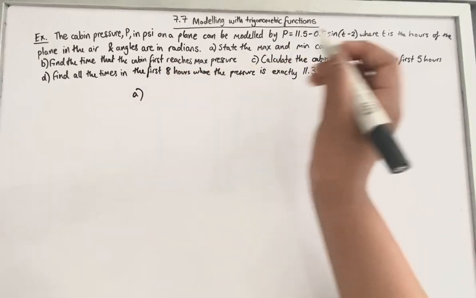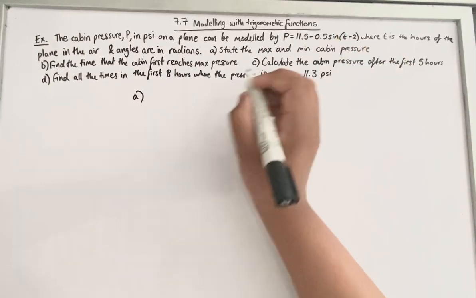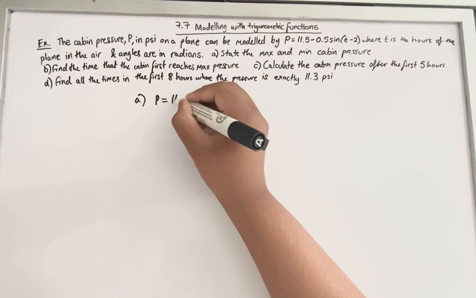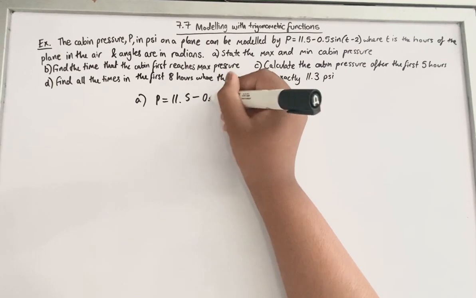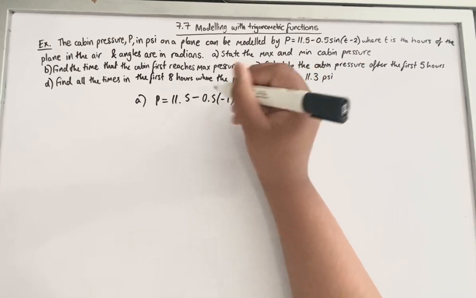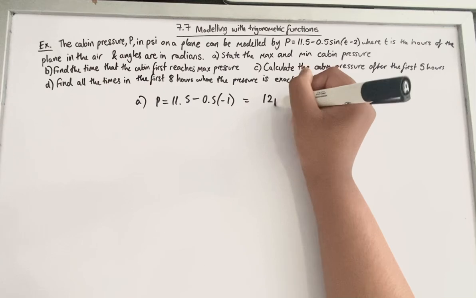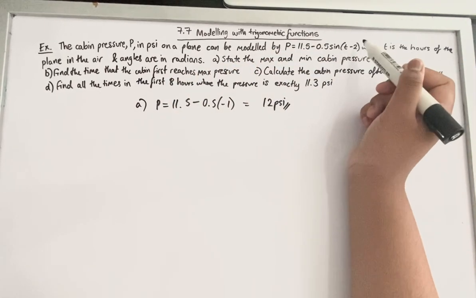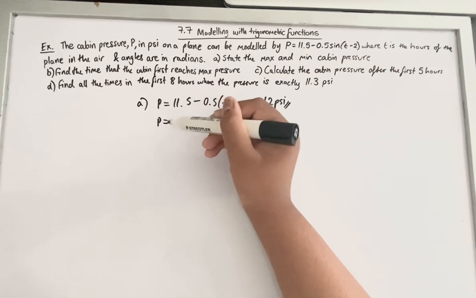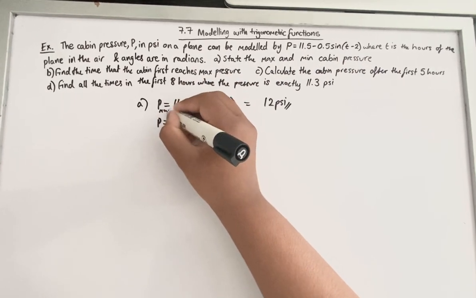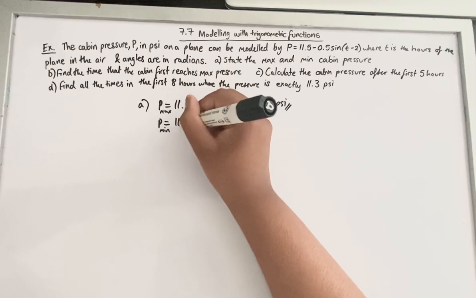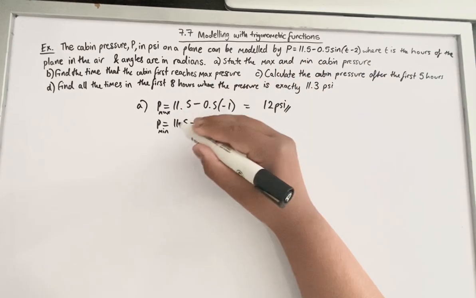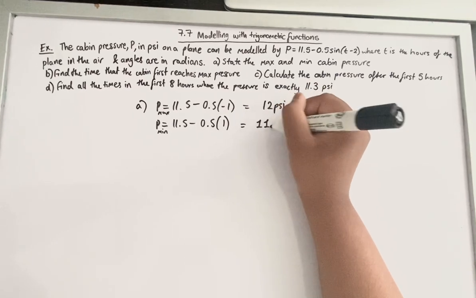For part A, we get our maximum when sine of (t minus 2) is minus 1. So P will be 11.5 minus 0.5 times minus 1, which is the same thing as adding 0.5, which is 12 psi. The minimum pressure happens when sine of (t minus 2) is 1, and then P will be 11.5 minus 0.5 times 1, which is 11.5 minus 0.5, which is 11 psi.